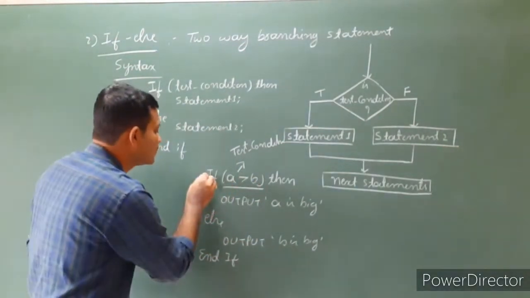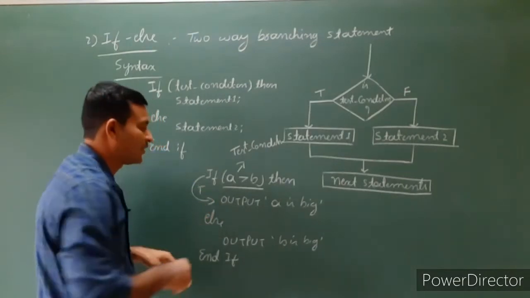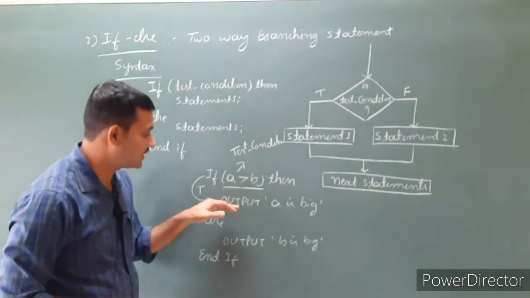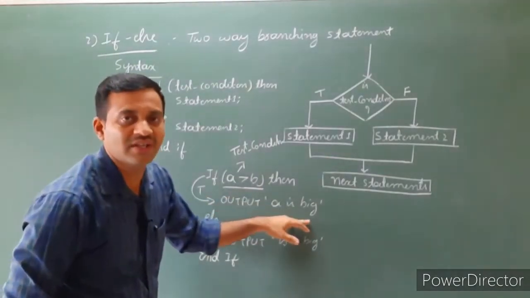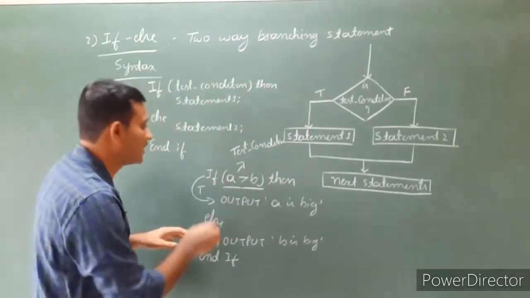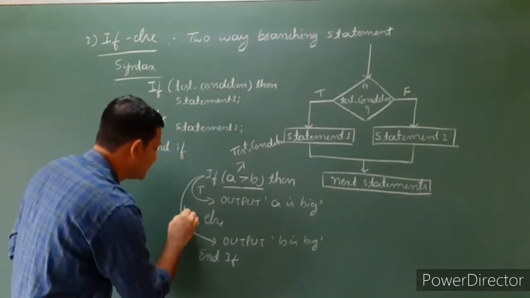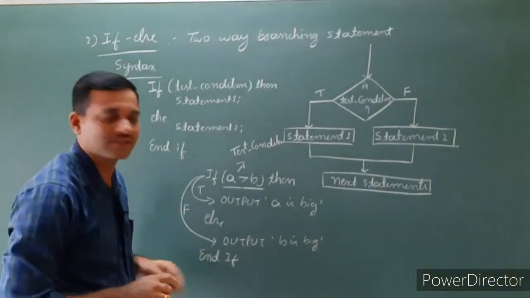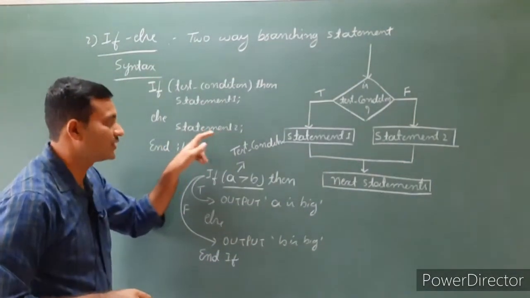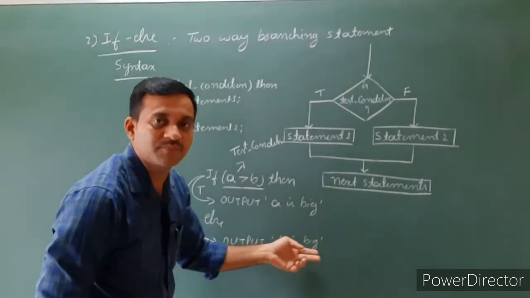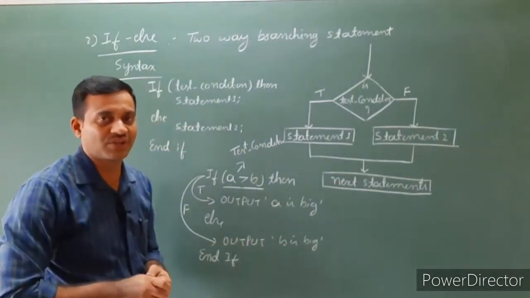If it is true, then this portion is executed. That is statement 1, succeeding the test condition. Here the output "A is big" is selected for execution. If A greater than B returns false, then statement 2 is executed. In the place of statement 2, here the statement is output "B is big", and this statement is executed.